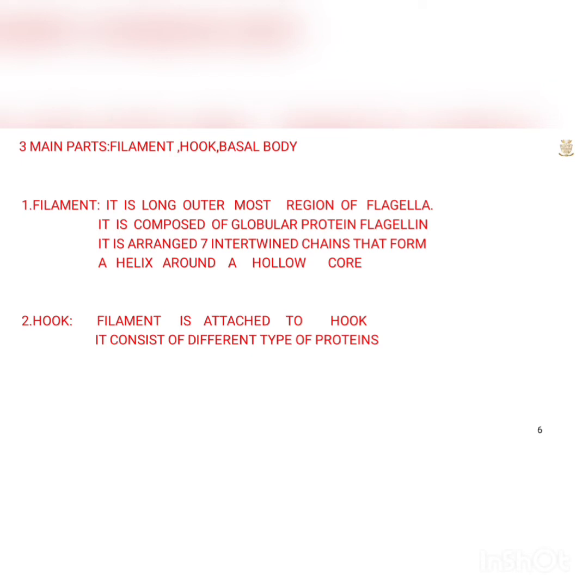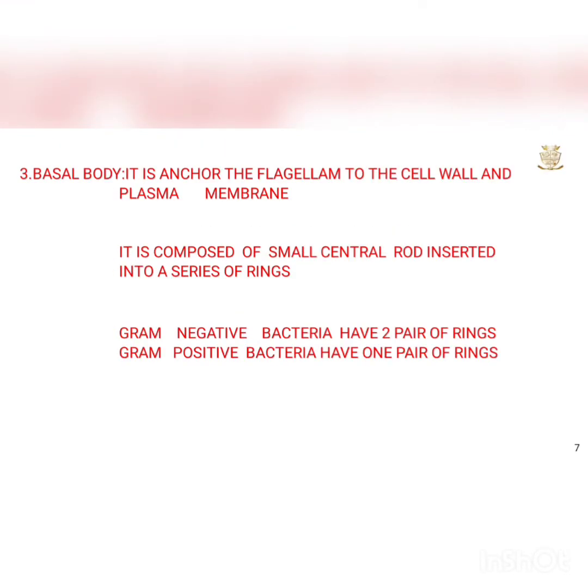The filament is the long outermost region of the flagella. It is composed of a protein called flagellin. It is arranged in seven intertwined chains that form a helix around a hollow core. Then the next one is the hook. The filament is attached to the hook. It consists of different types of proteins.